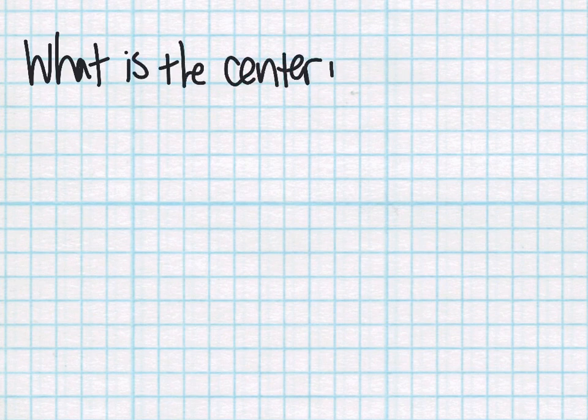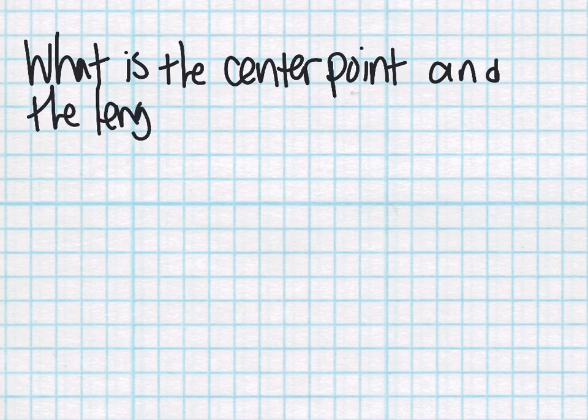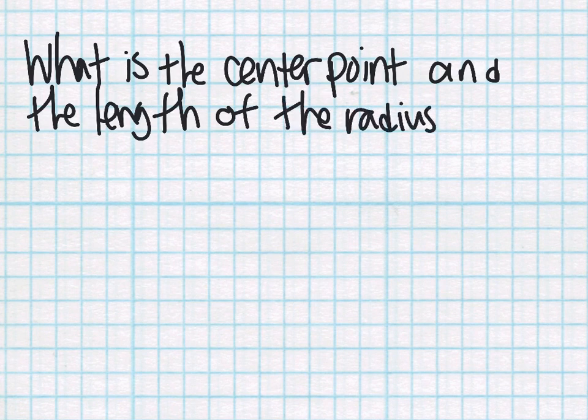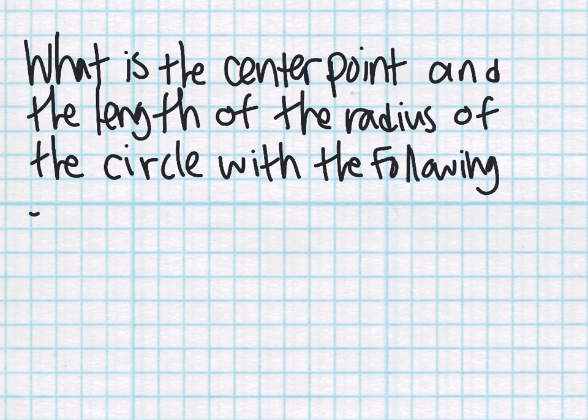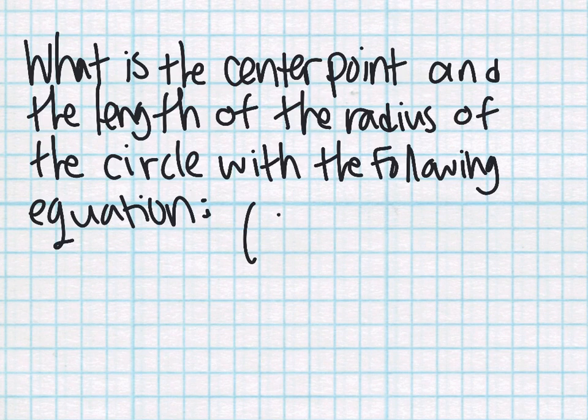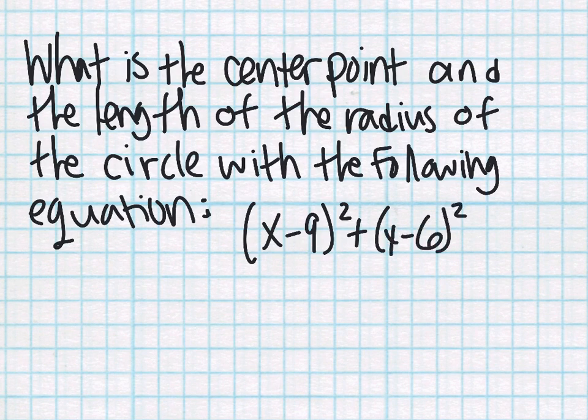So, what is the center point and the length of the radius of the circle with the following equation? (x - 9) squared plus (y - 6) squared equals 100.